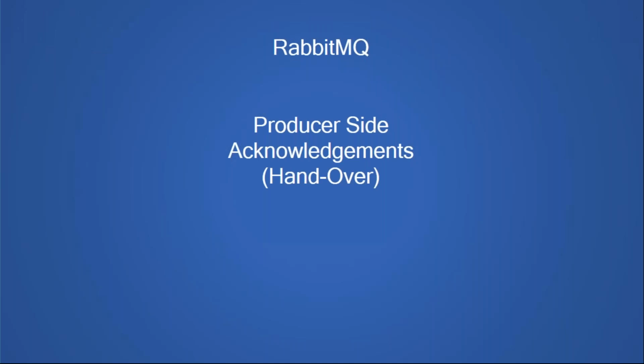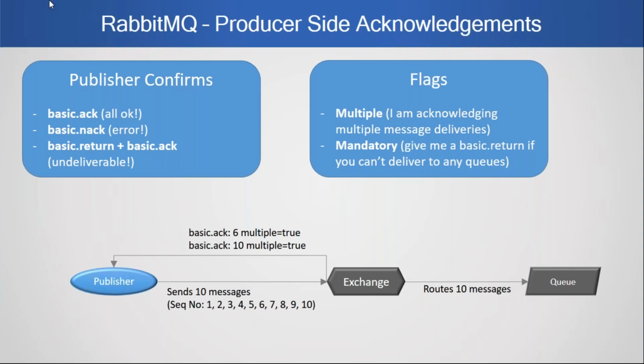With RabbitMQ, we have producer-side acknowledgements, and these are called publisher confirms. We get different types of confirm. We get basic ACK, which is where the broker says, yep, I got it, no problem, don't worry, I have it. Then we have basic NACK, which is saying that I got it, but there was a problem, and you should retry or something. And finally, there's basic return and basic ACK, which is when we use the mandatory flag. We'll look at that in the next slide.